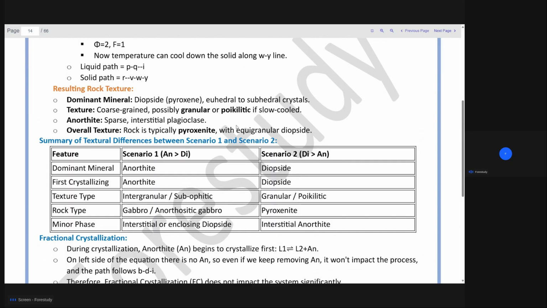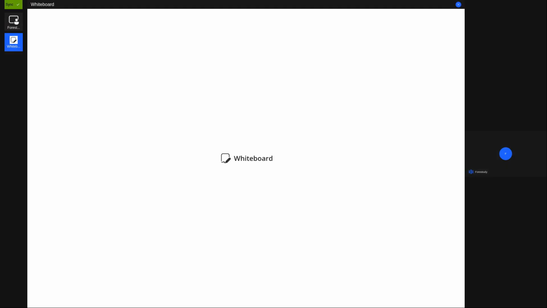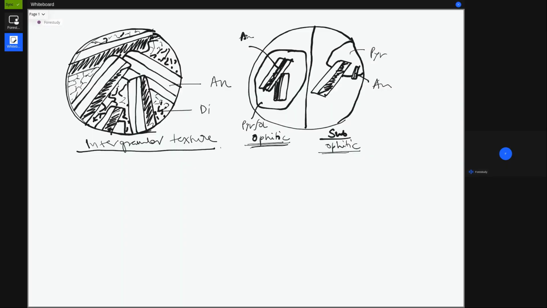Equigranular is also the name of granular texture. Granular texture can be said as equigranular too. So granular texture and equigranular texture are the same. I'll show you how these two textures look. Don't worry, we will talk about texture in detail in later classes, but I'll just try to show you so that you can remember all these things.